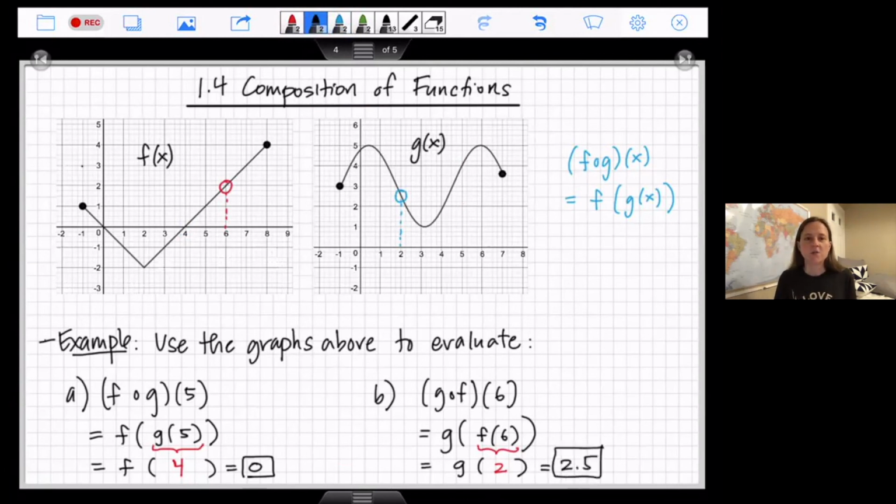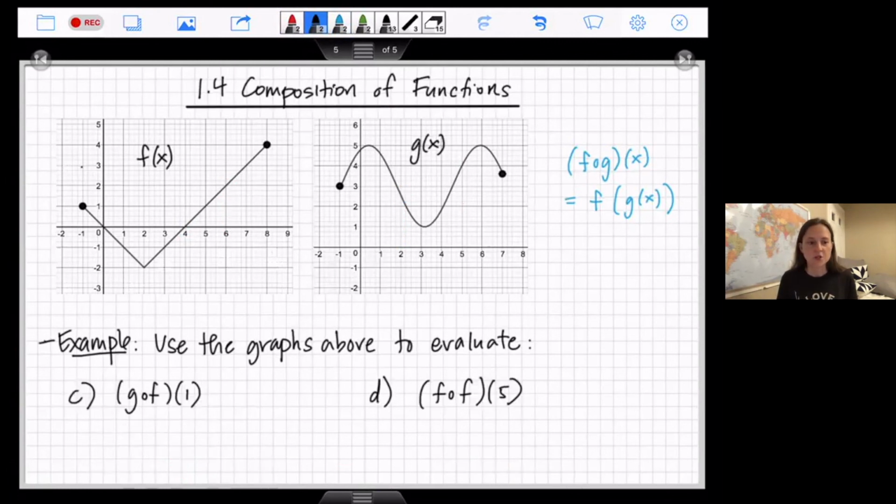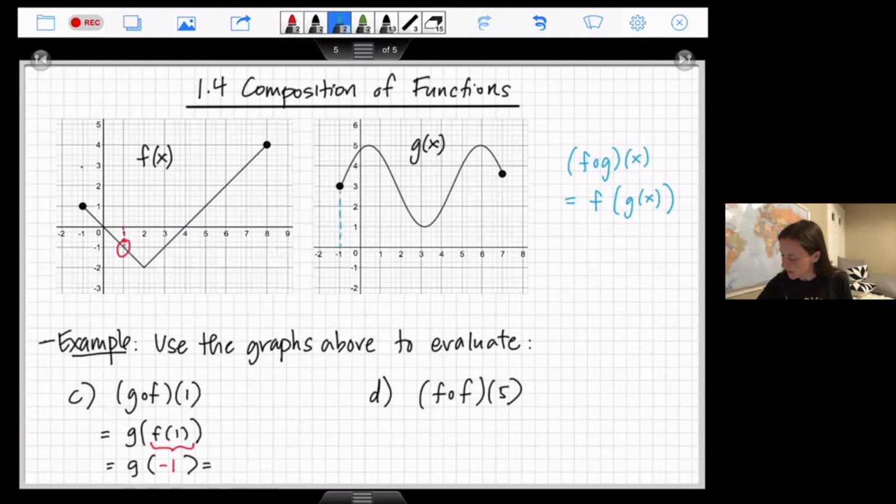All right, so let's stick with these graphs and do a couple more. All right, next one is g composed with f of 1. So we'll rewrite that g of f of 1. Work our way inside out. Starting on the inside, f of 1, I go over to the graph of f of x. At 1, f of x is -1. My y coordinate's -1. So this is asking me to find g of -1. So I go over to the graph of g of x at x equals -1. We're at that sort of end point of the graph. It's a y coordinate of 3. So our answer is 3.